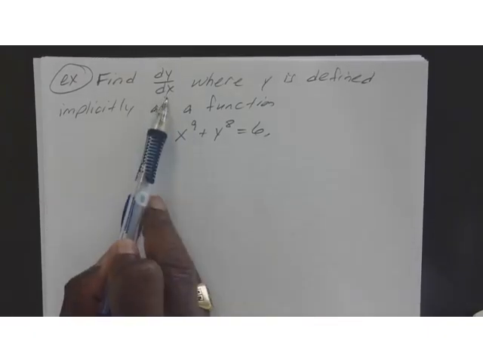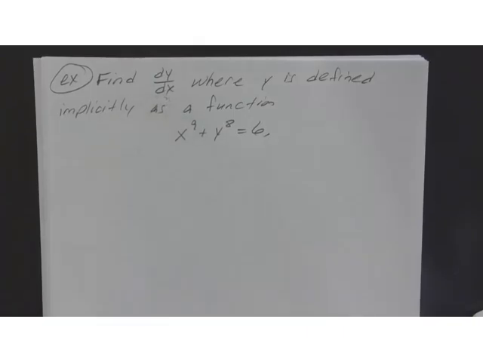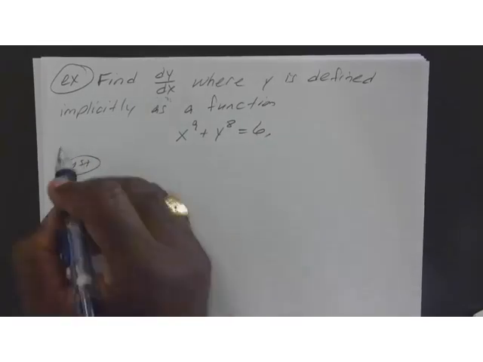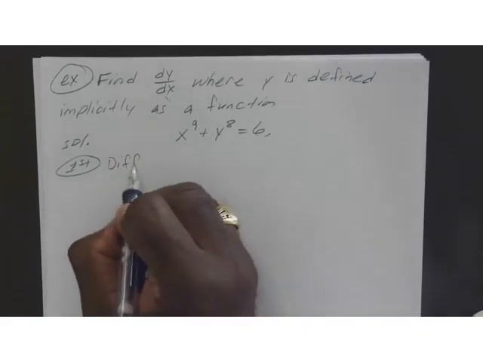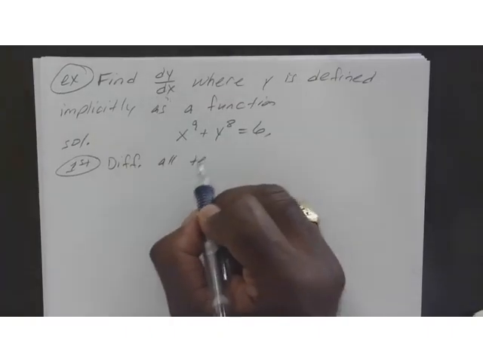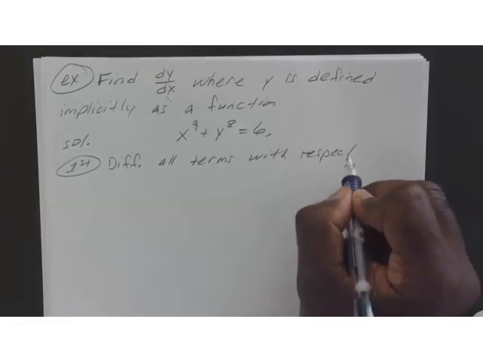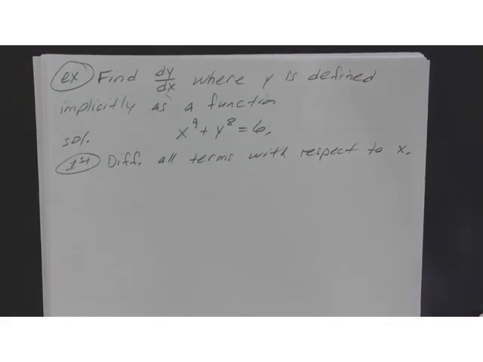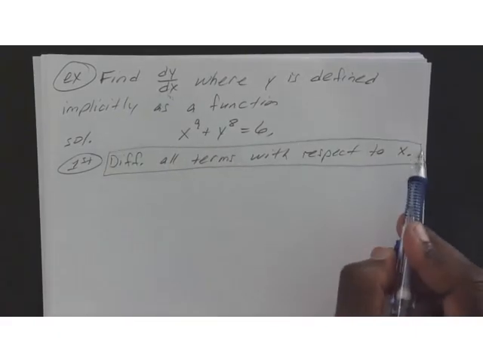Now the denominator in your dy dx will tell you with respect to what independent variable, but in this case it's x. So if you had dy dt, you differentiate with respect to t. So the first thing we're going to do, step number 1, is we're going to differentiate all terms with respect to x. Should have probably written that a little bit lower, closer to the question.